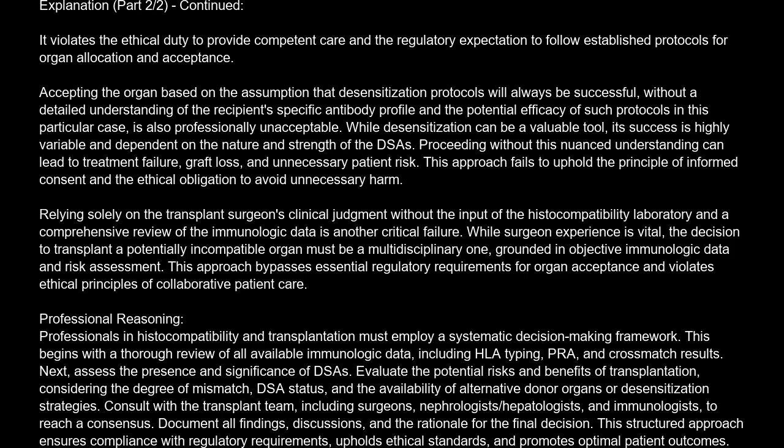Consult with the transplant team, including surgeons, nephrologists/hepatologists, and immunologists, to reach a consensus. Document all findings, discussions, and the rationale for the final decision. This structured approach ensures compliance with regulatory requirements, upholds ethical standards, and promotes optimal patient outcomes.